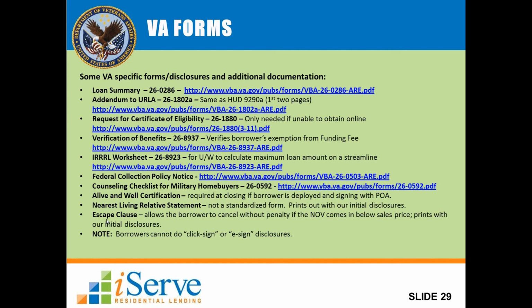The other thing I want to note is, we had our disclosure training today, and we talked about click signing or e-signing disclosures. Keep in mind that that is only on conventional loans, does not apply to FHA, VA, or any other loan type. So no e-sign.